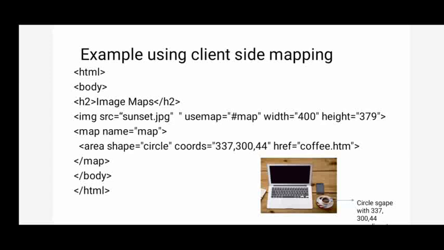Now, usemap. I am using this sunset.jpg with usemap, so you should give that attribute. Okay. Next, see, extra double quotes are added; you can remove that. Now, what is the width of the image? 400, and the height of the image is 379 pixels. So you can see the total image is 400 width and 379 height.